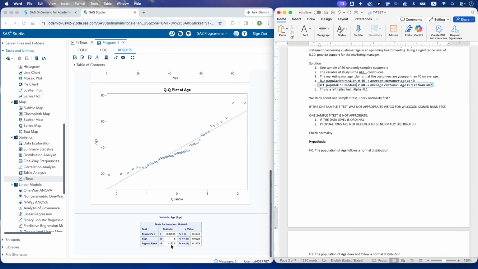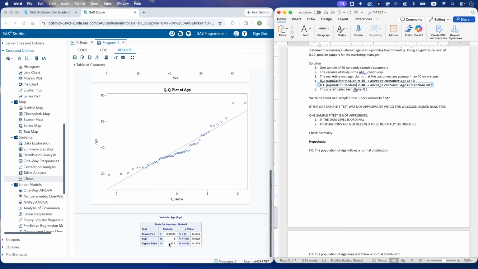The statistic is negative 150.5, and the p-value is greater than 0.1, right? What does it mean that the statistic value is negative 150.5? It means that the customers below 40 are also further from 40 in distance. It's far away because we are ranking the data. It's a very simple concept, by the way. I'm not going to explain it here.